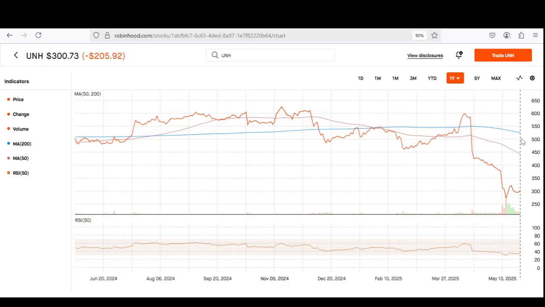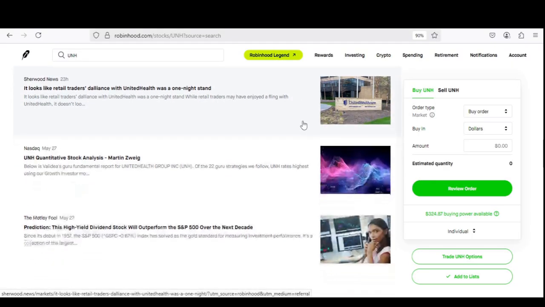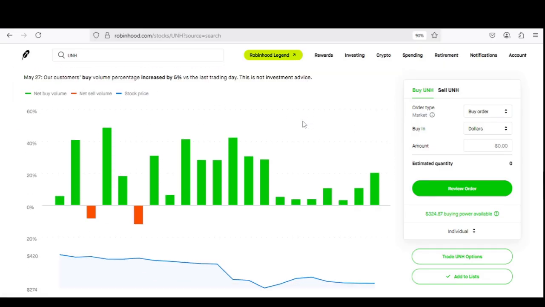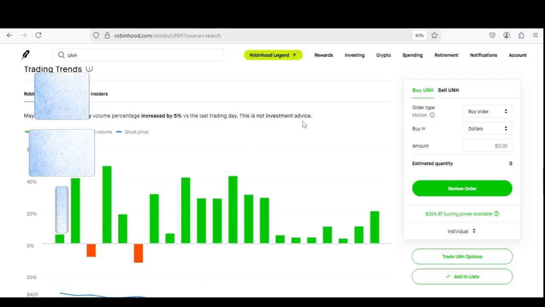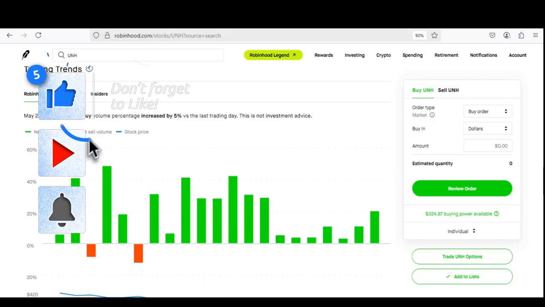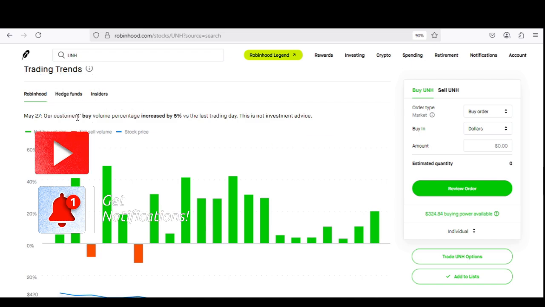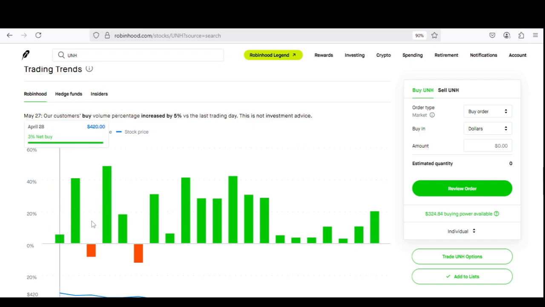Now, before I do that, I want to bring one thing to your attention. So now I'm also going to highlight the difference in value and the difference in price. And for that, we're going to just go ahead down to the actual stock. Now, this is some additional information that Robinhood gives you. Now, the first part here says Robinhood. So this here is what Robinhood traders like me and yourself are doing. And as you can see here, lots of these people have been trading and investing in United Health.